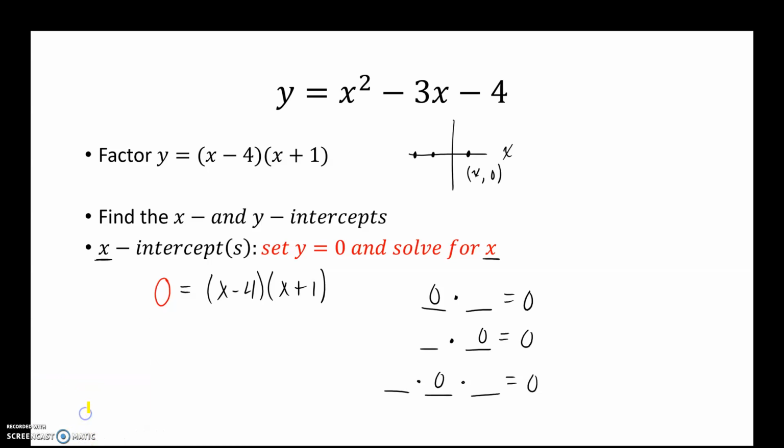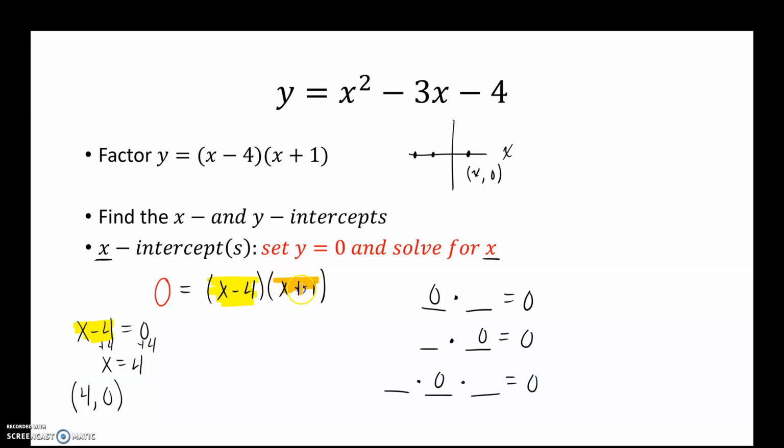So remember, our factors are things that are being multiplied. So here's my first factor. I'm going to take my first factor, which is x minus 4, and set it equal to 0. Adding 4 to both sides, x is equal to 4. That's my first x-intercept. So as an ordered pair, my x value is 4, and I got that by setting y equal to 0. Well, okay, x minus 4 is a factor, but how many factors do we have?